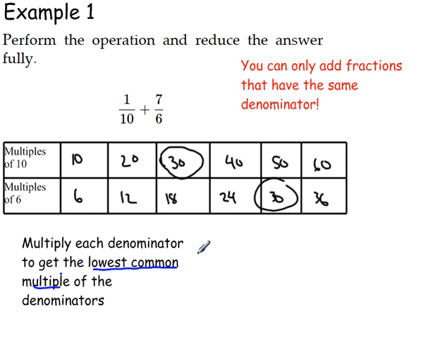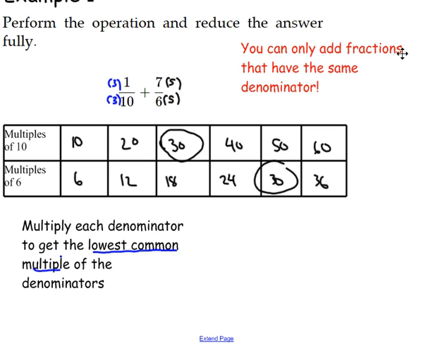So what I have to do then is I have to multiply each denominator by a number that will give me 30. So that means I'm going to multiply this 10 by 3, and I'm going to do the same on the top. So whatever you multiply the bottom by, you have to do on the top. And I'm going to multiply the 6 by 5, and I'm going to do the same on the top. Multiplying by these numbers will give me a common denominator.